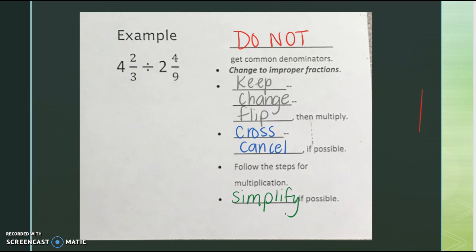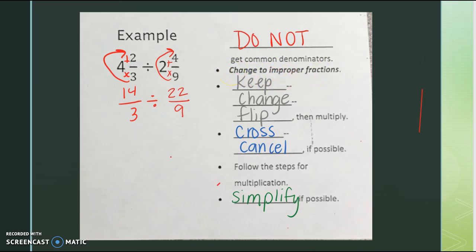So here, what we're going to do first is change these into improper fractions using our C method. So 3 times 4 gives me 12, plus 2 is 14, so 14 over 3. I'm going to keep that division the same here. I want to change these into improper fractions first before we do the keep, change, flip. So here I'm going to change 2 and 4/9 into an improper fraction as well. So 9 times 2 gives us 18, plus 4 is 22. So here now we're doing the exact same thing, 14/3 divided by 22 over 9. So we've done that change to improper fractions step.